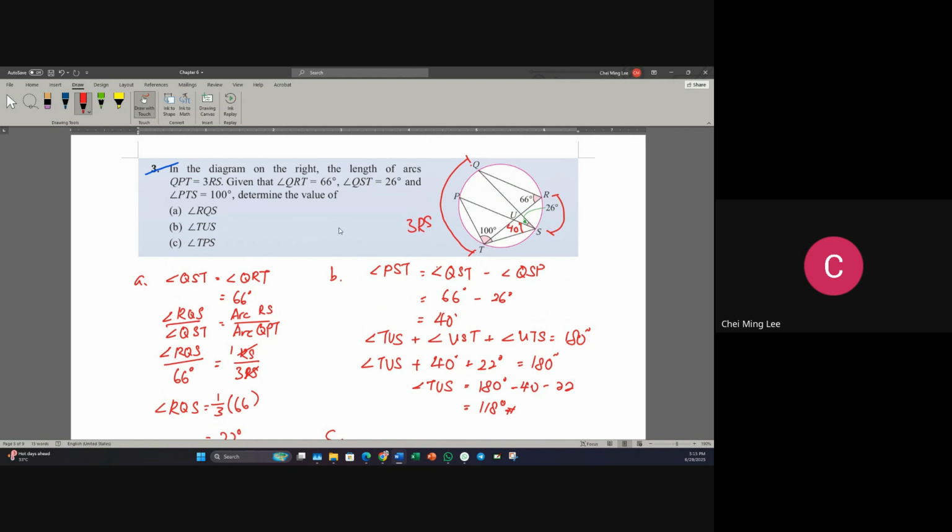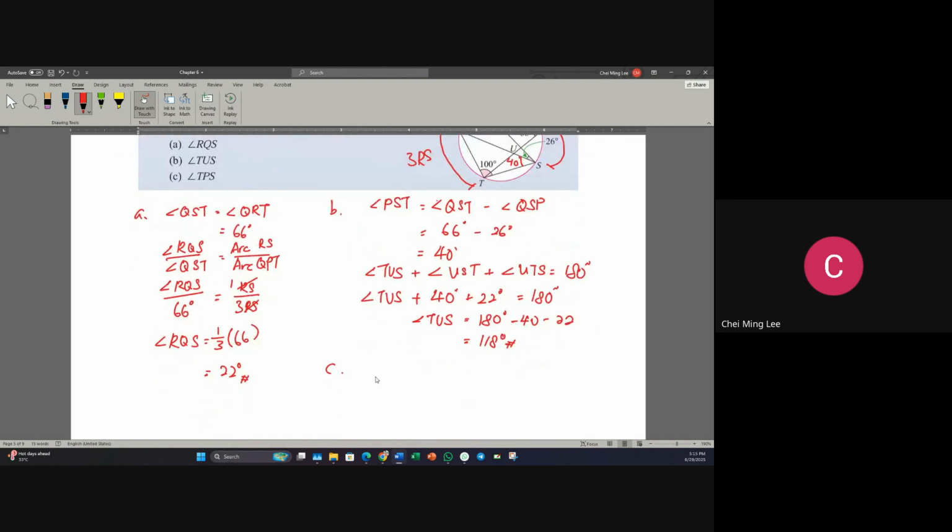So what we can do here is 180 equals TPS plus PTS plus PST. So angle TPS plus 40 plus 100 will be equal to 180. Move everything there, so TPS will be 180 minus 140, which is 40 degrees. Okay, correct?